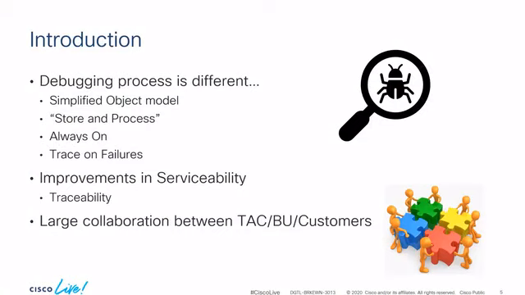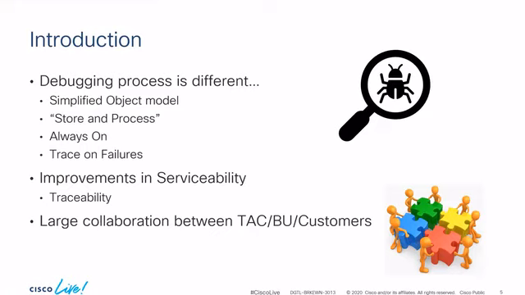First up, just introducing how the debugging on the 9800 is. For the folks who are coming from the AOS world, the debugging here is entirely different. We have a very simplified object model, and we operate on a store and process sort of debugging mechanism. If you recall from AOS, it was always about reproducing the issue to solve the problem. But in this case, we have always-on logs and traces that allow us a lot of look back and the ability to also trace on failure.